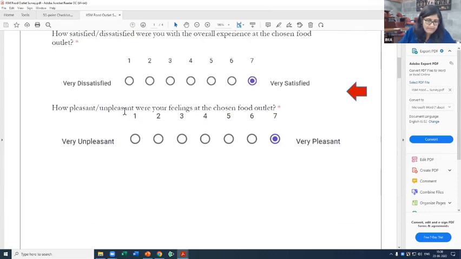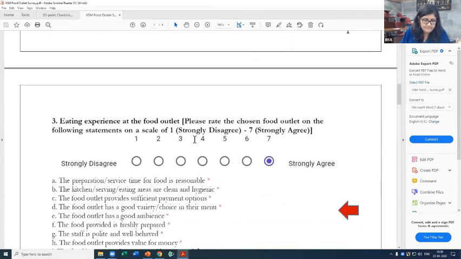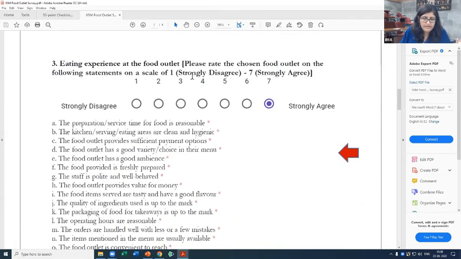The next thing is, how pleasant or unpleasant were your feelings? What kind of feelings is he talking about? I go to a food outlet, I order, I pay, I take my food, I eat, I come back. So there's no feelings involved here. So this question itself doesn't make sense. There are many problems here.